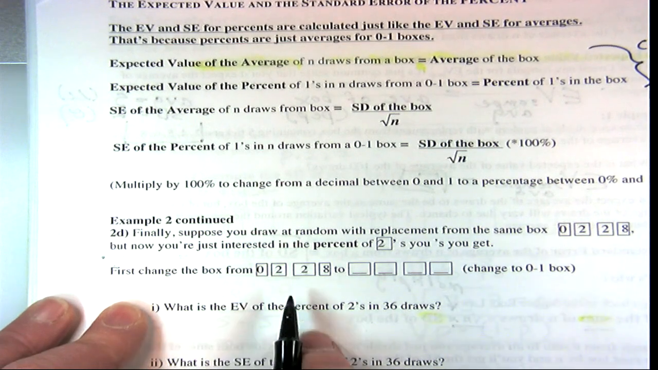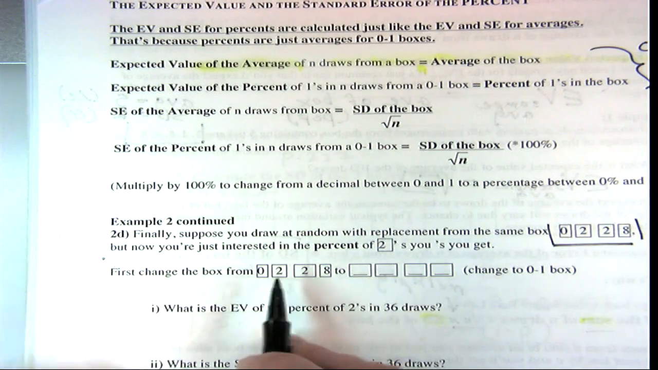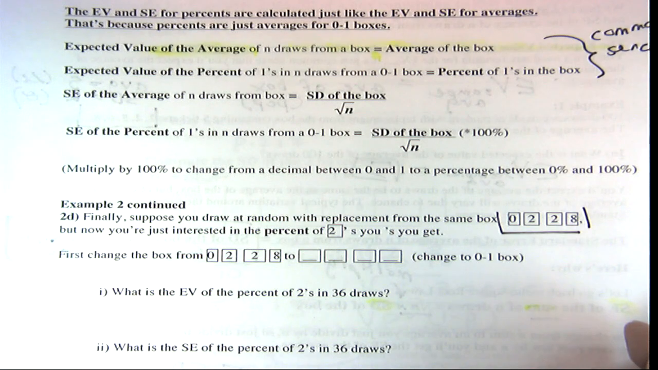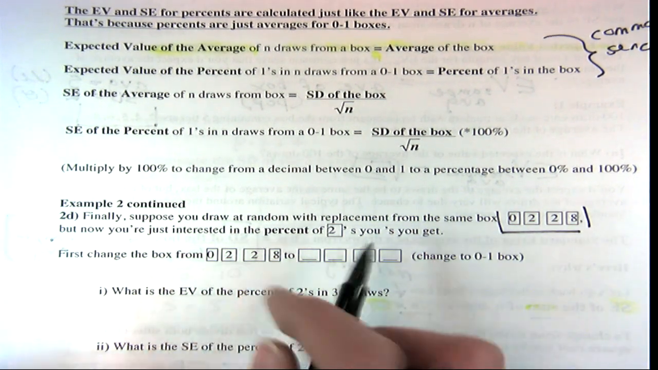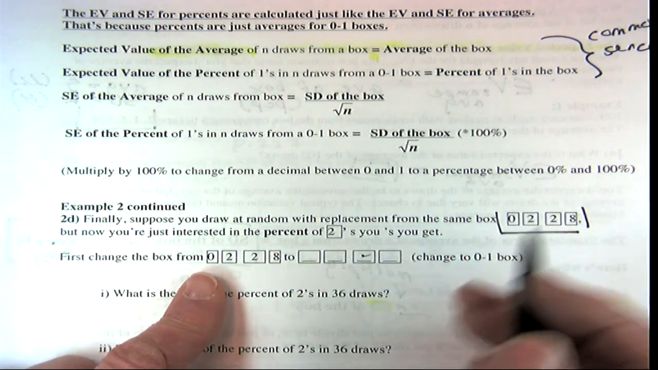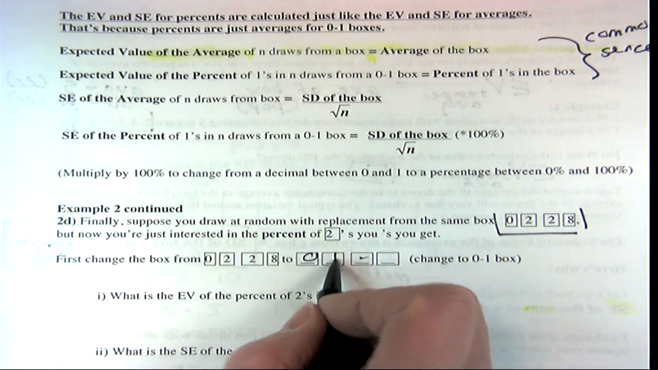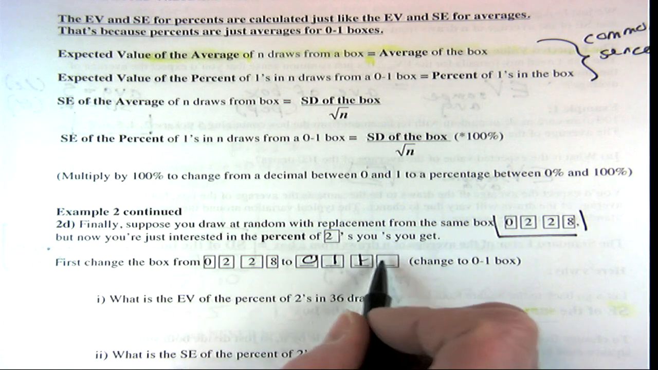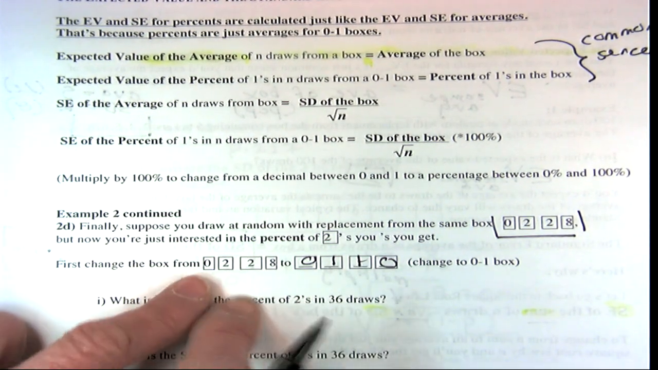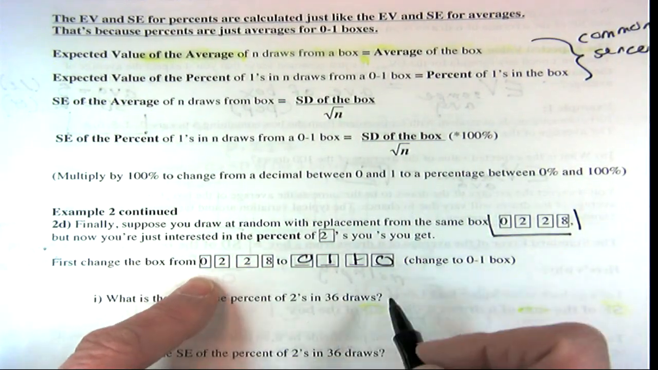Okay? So first, suppose you draw at random from this box right here. And suppose you're just interested in the percent of twos that you get. Just the twos. So you have to change it to a 0, 1 box. If we get a 0, that's 0 twos. If we get a 2, it's 1. And if we get an 8, it's 0 twos. You can see right away you have 50% twos in here.